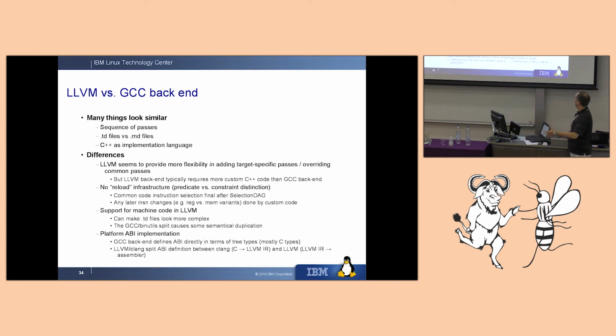That said, in general, things look similar. You have passes that do more or less the same things. You have MD files in GCC. You have TD files in LLVM, which are used to describe the instructions. On a high level, they are the same, except for the syntax. The MD file pretends it is Lisp. The TD file pretends it is C++ templates. Depending on what you prefer, you may find the one or the other easier to use. But in general, it does the same thing.